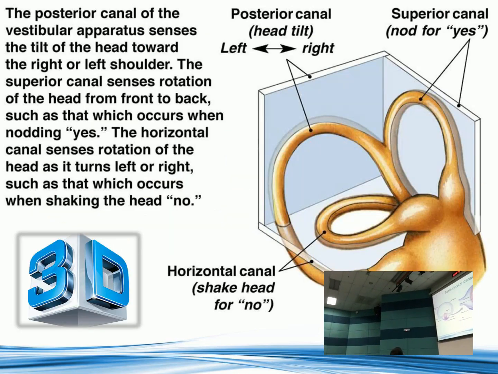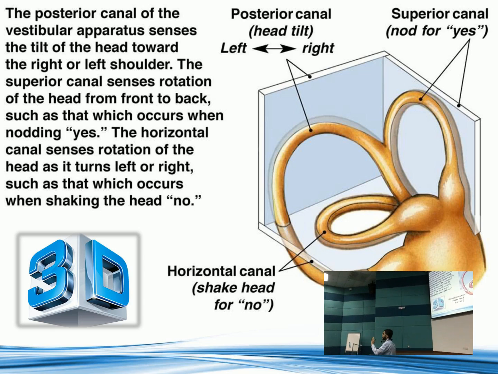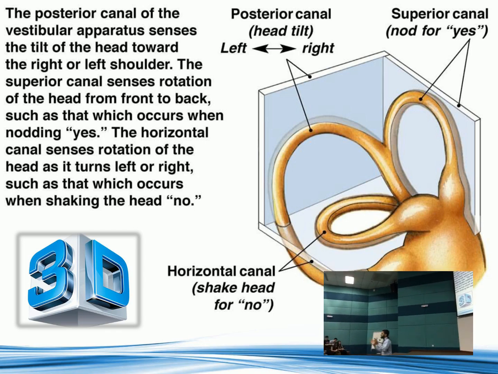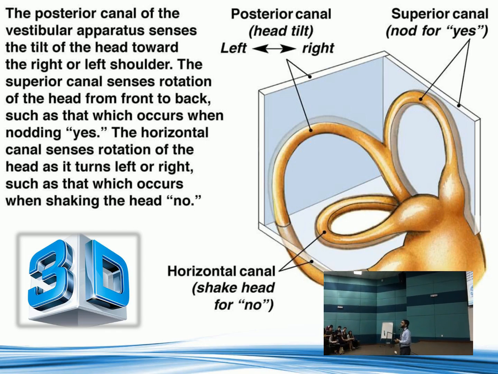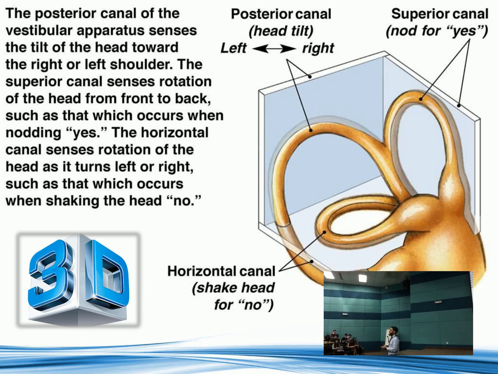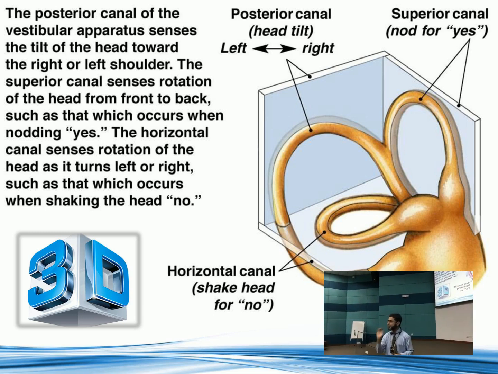Now, I already explained to you the three semicircular canals. If you want to know which canal is in which direction, you have to do this with me. Say yes. This is the superior or the anterior semicircular canal. Now say no. This is the posterior semicircular canal. Now touch your head with the shoulder on both sides. This is the lateral semicircular canal. So these different planes are detected by different semicircular canals. Easy to remember? Alright.